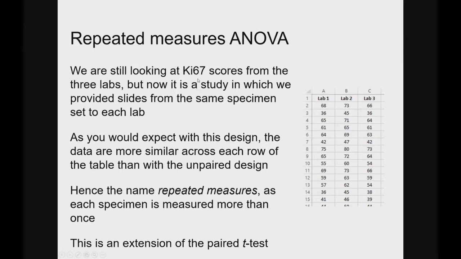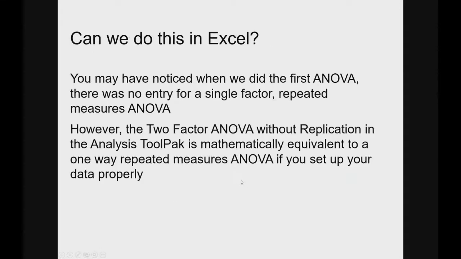Okay, repeated measures ANOVA. Sticking with our analogy from the t-test, we're staying with Q67 scores across our 3 labs, but now we're giving them the slides from the specimen. We cut 3 sections from each of our 50 cases, or 30 or whatever it was, and we gave those to each of the labs, and they stained them. Now we have repeated measures, or paired data in the t-test world. This is where we have relatedness.